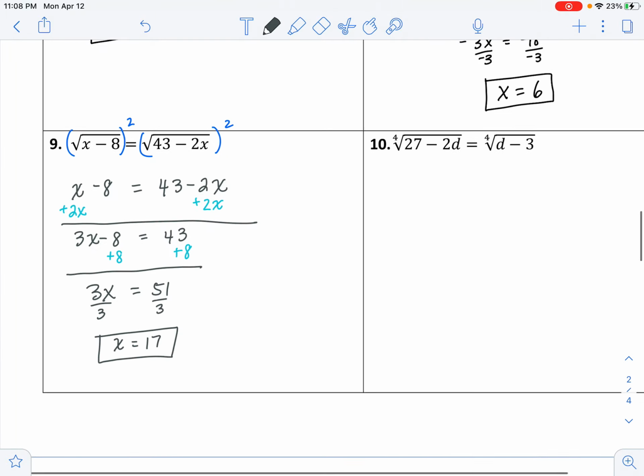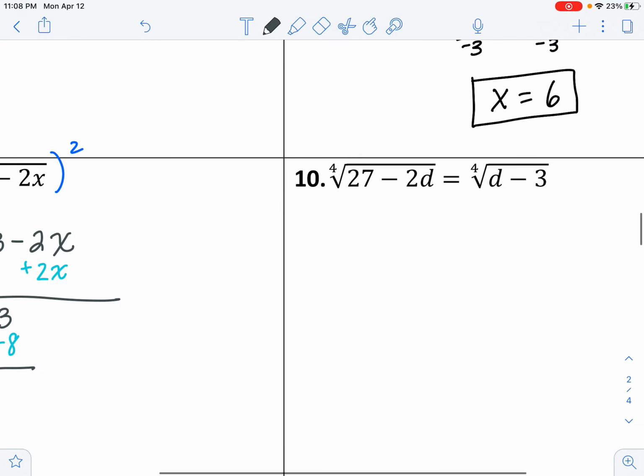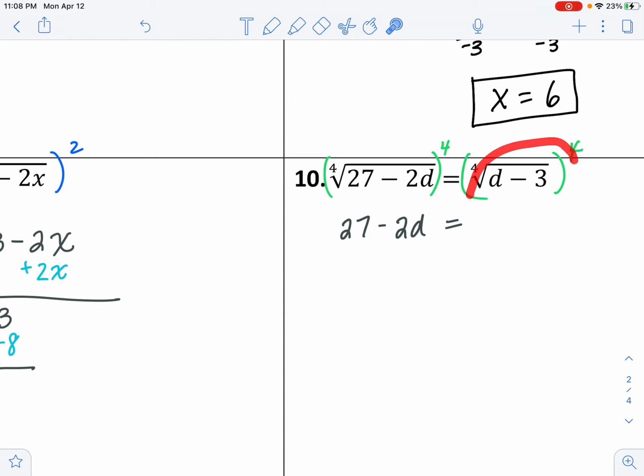Last problem. So for this one, it's the fourth power, so to undo our radicals, we're going to raise each side of our equation to the fourth power. The fourth root and the fourth power undo each other. So on the left, we will have 27 minus 2d. On the right, we would have d minus 3.